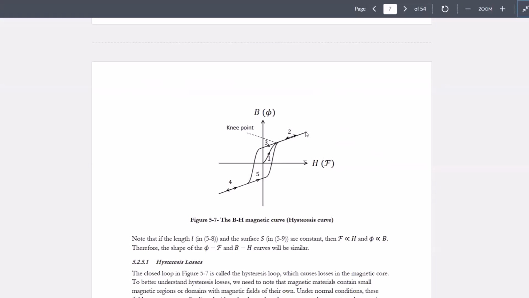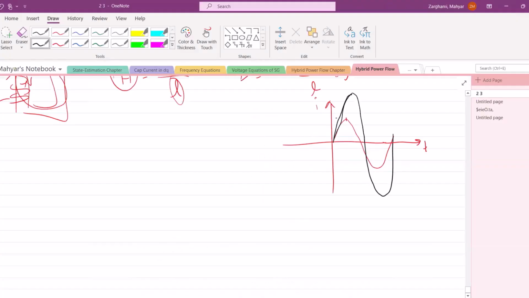But after this, as you're increasing the current and you're increasing H, you get to a kind of saturation area. So your B will not increase as you expected, like the path 1 in here. From this point on, it goes to saturation, and does not increase at the same rate that it increased before. So this is path 2. Up to this point, let's say, it's almost linear. As you're increasing your I and H up to this point, it goes to saturation.